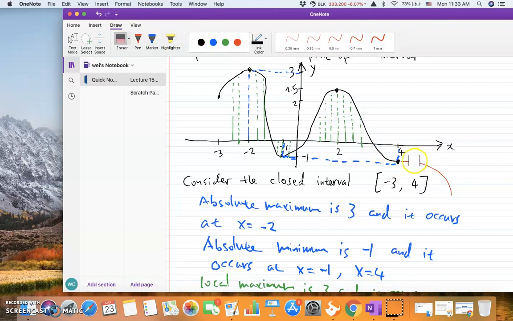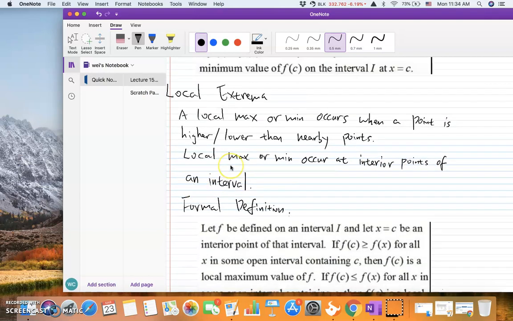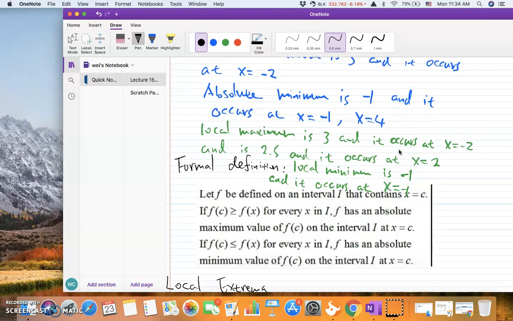So that's why when we consider the local maximum and the local minimum, as it says, they only occur at an interior point. They only occur at an interior point of the interval. So that's why we don't consider these two endpoints, x equals -3 and x equals 4.